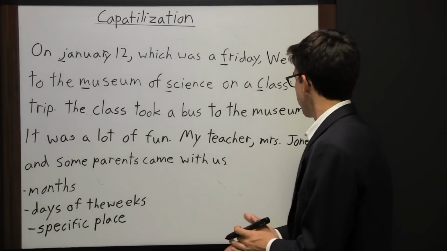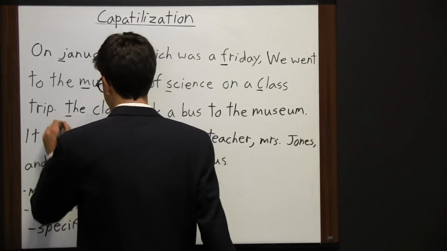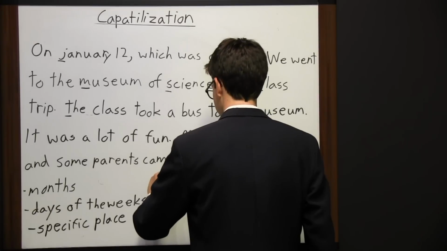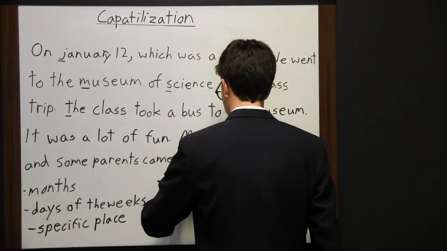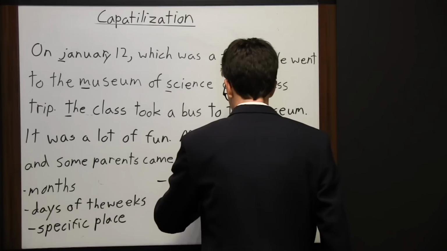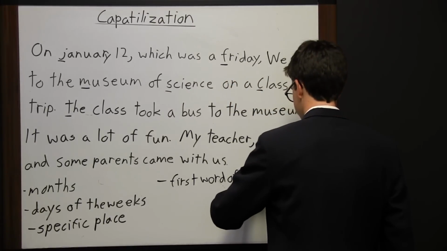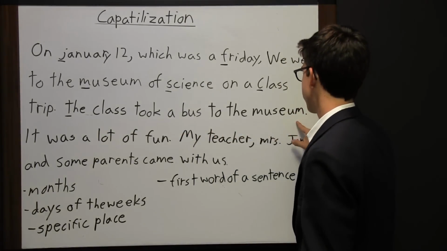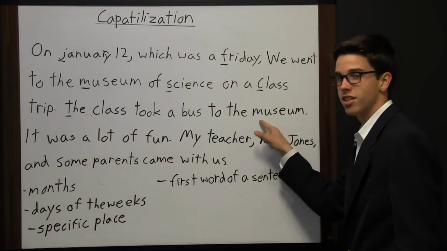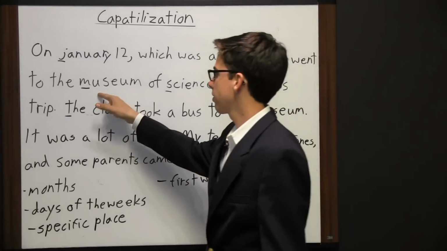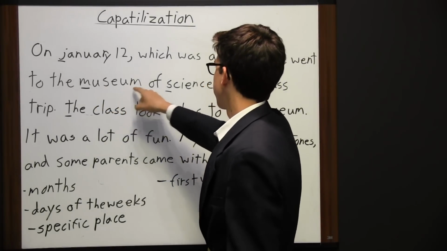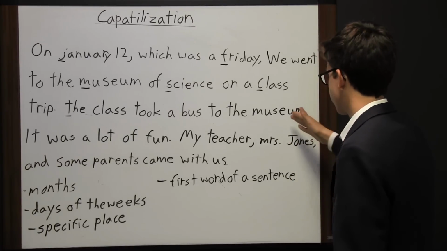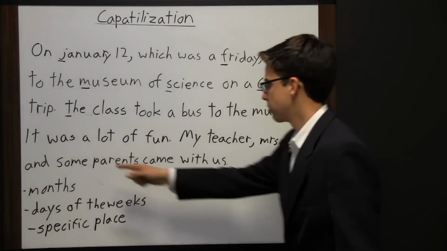Now we go to this sentence, and the is not capitalized, even though it's the first letter of the first word of a sentence. So we need to capitalize the first word of a sentence. The class took a bus to the museum. Now you may be thinking that museum needs to be capitalized here as well because we capitalized it over here. But here we're talking about the Museum of Science. It's a specific museum. Here we're just talking about a museum in general, so it's not capitalized. It was a lot of fun.